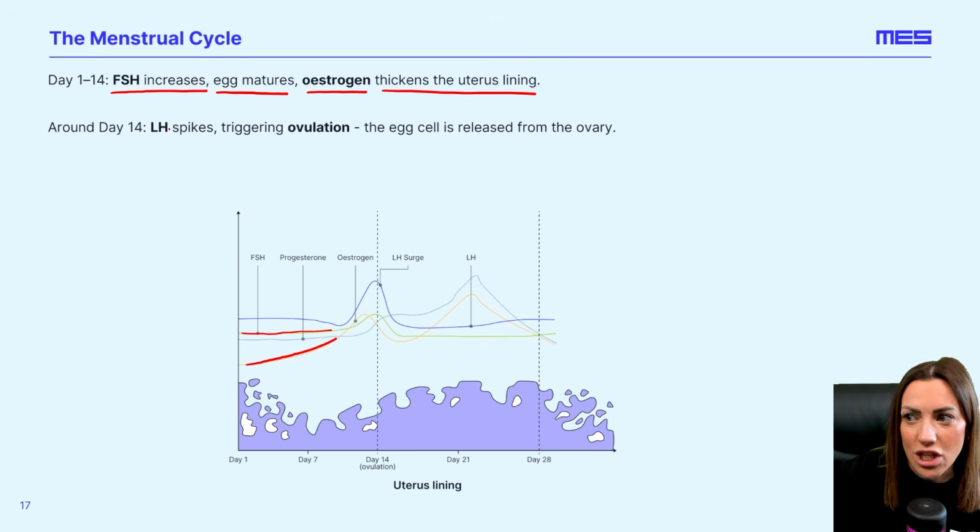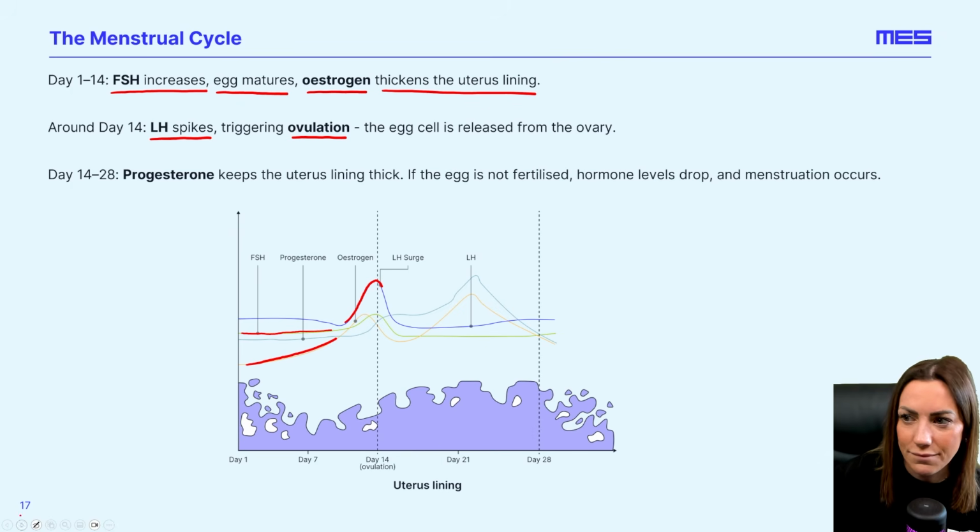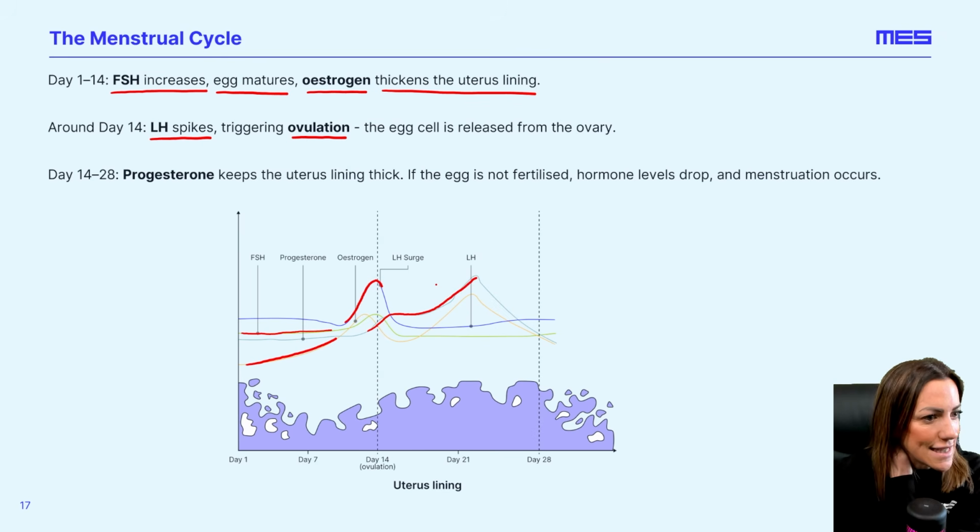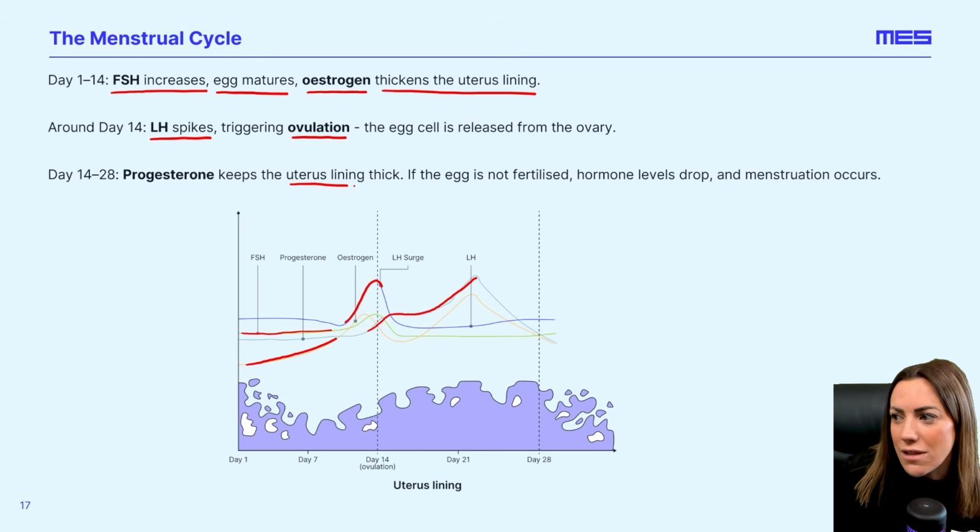Then estrogen stimulates LH. So LH, which is this one here, has a big surge or a big rise, which triggers ovulation around the middle of the menstrual cycle. The egg is released from the ovary. That's what ovulation means. And that happens around about day 14. And then we have progesterone. Where's progesterone? Here. You can see progesterone levels are rising from day 14 to 28 to keep the uterus lining thick.